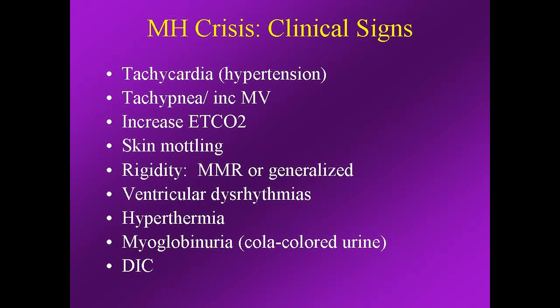Other signs include skin mottling, rigidity, which may be isolated masseter muscle rigidity or total body rigidity, ventricular dysrhythmias, which are most commonly caused by lactic acidosis and hyperkalemia, hyperthermia, and myoglobinuria, which is caused by the breakdown of the muscle cell and release of myoglobin from the interior of the muscle cell. Finally, if the malignant hyperthermia is not treated appropriately, DIC or disseminated intravascular coagulation results in bleeding from multiple sites.